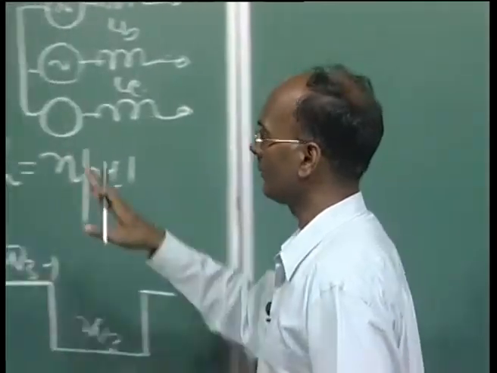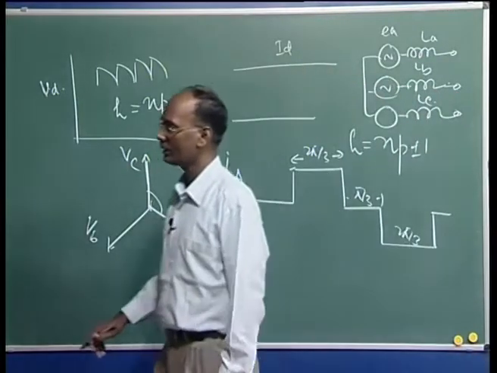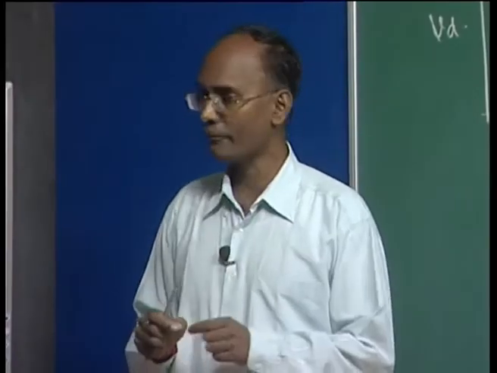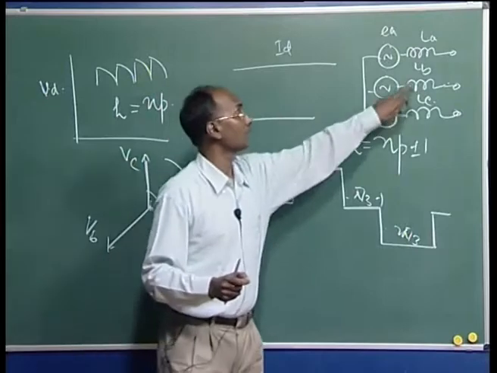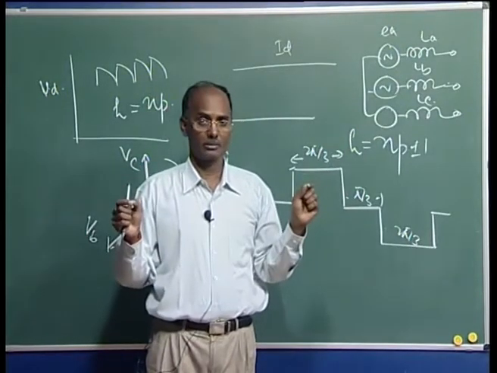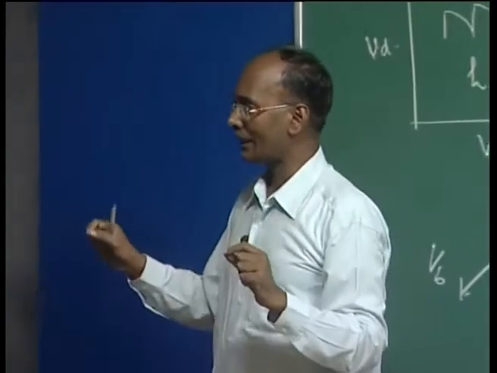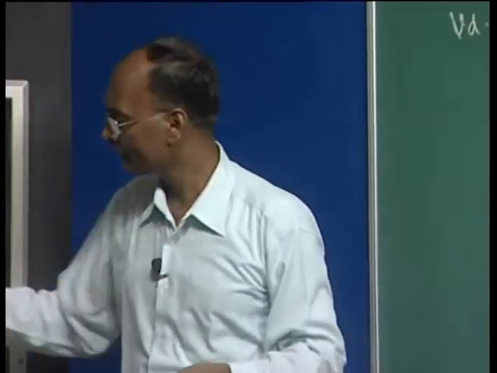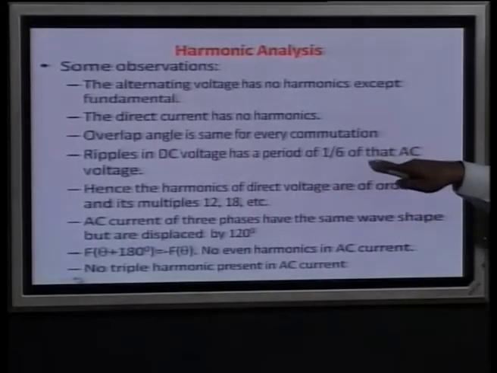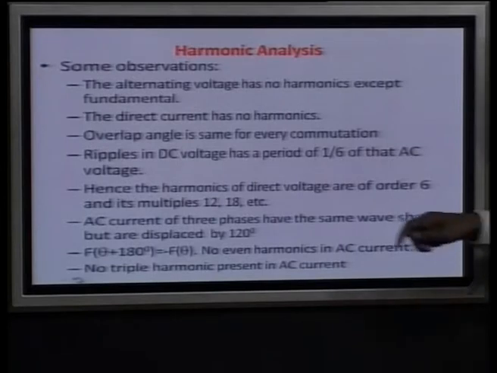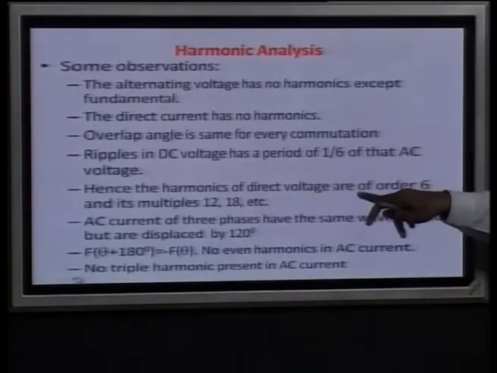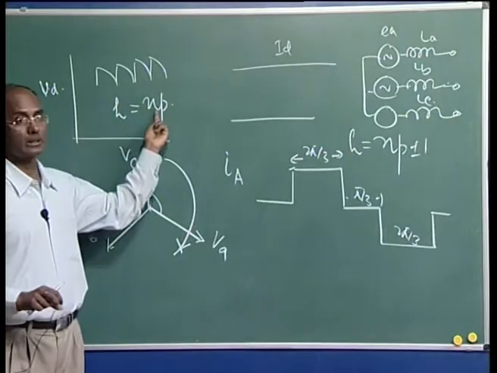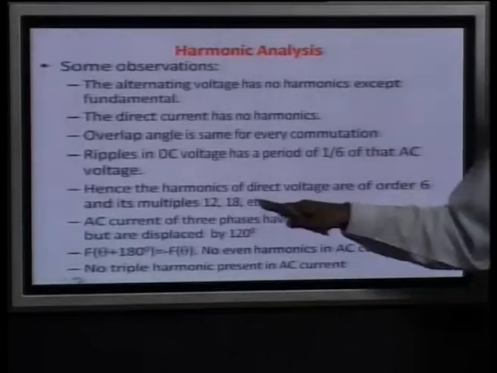The first 2 we already saw, there are no harmonics here. It is also assumed that the overlap angle is the same for everyone, because these values are the same and the DC current is constant. In the beginning we will take there is no overlap, then we will analyze the harmonic components for the current. The ripple in the DC voltage has a period of 1/6. Hence, the harmonics of direct current are of order 6 and its multiples, so here with 6 pulses we get 6, 12, 18, etc.